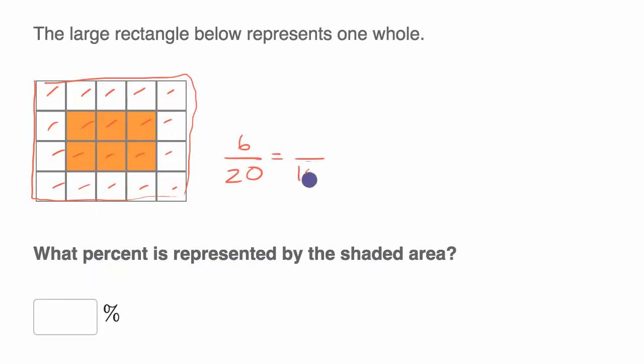Well, let's see. To go from 20 to 100, I multiply by 5. And so if I multiply the numerator by 5, I'll get the same value. 6 times 5 is 30. So 6 per 20 is the same thing as 30 per 100, which is the same thing as 30%, which literally means per 100. So this is 30%. Let's do one last example.